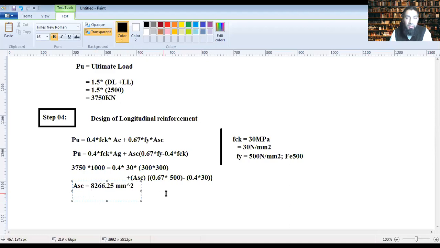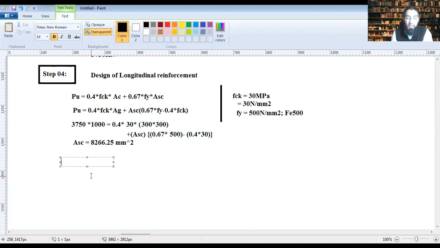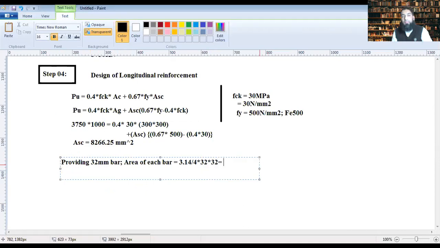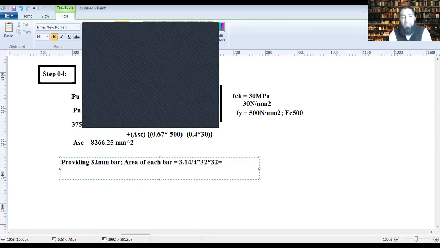Now if you have a look at this 8266, if I'm providing a 32 mm longitudinal bar, then the area of each bar is 3.14 divided by 4 cross 32 cross 32, and that is 803.